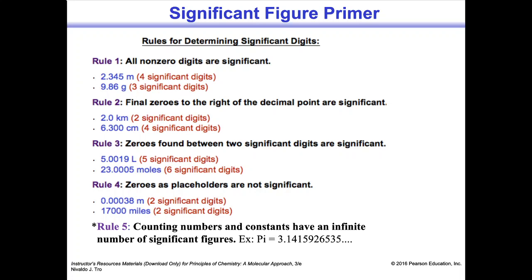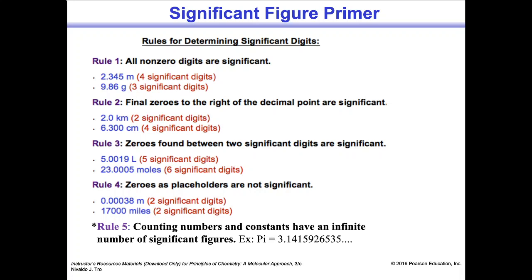Okay, rule number 2. Final zeros to the right of a decimal point are significant. So if I have a decimal point and I have trailing zeros, they are significant. So 2.0 kilometers has 2 sig figs, 6.300 centimeters has 4 because of the decimal point.